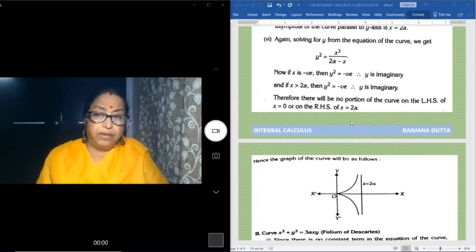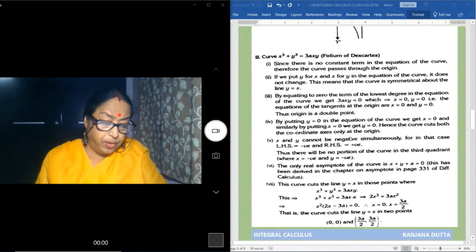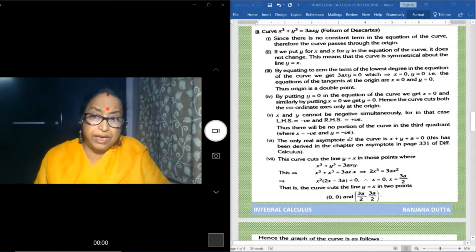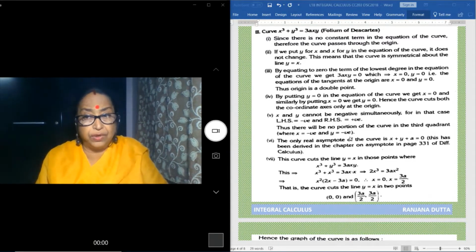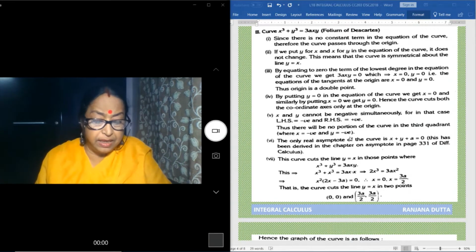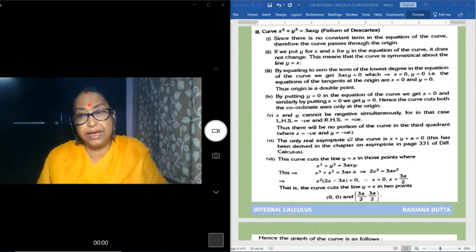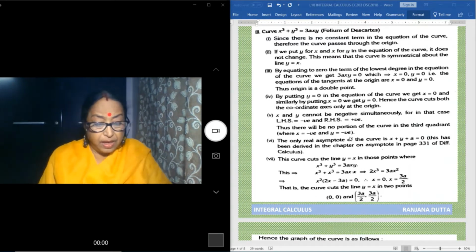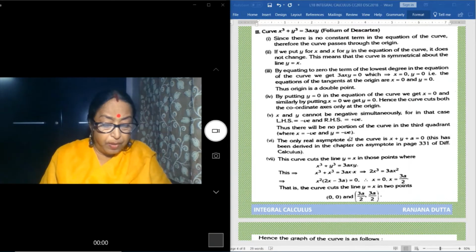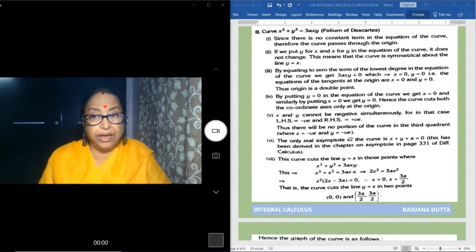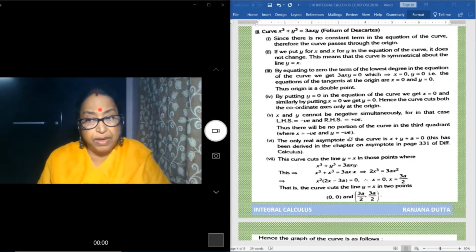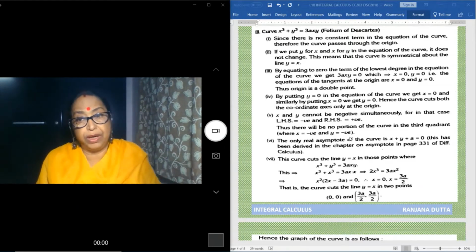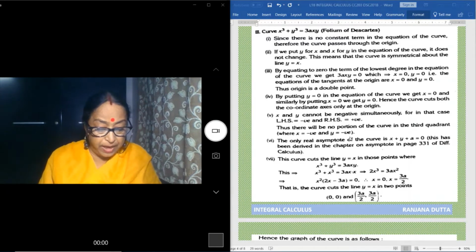Now, the curve in the form x cube plus y cube is equal to 3axy. If we put x is equal to 0 and y is equal to 0, the equation is satisfied on both sides, hence the curve passes through the origin. Now if we put y for x and x for y, the equation of the curve remains unchanged. Hence, the curve is symmetrical about the line y is equal to x.